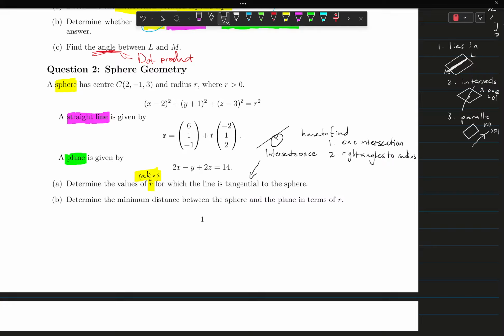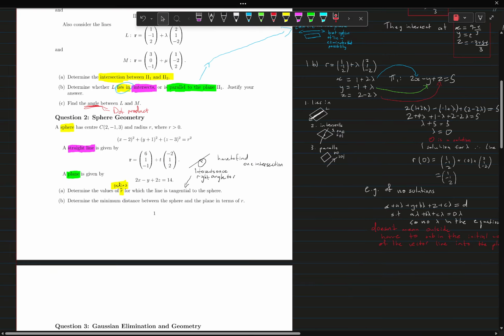Yeah, Cheggins, I think you're right. But it's still true. It has to be at right angles to the radius. That's what tangential means. But we only have to find one intersection, because that's the other part, it guarantees the right angles. So let's find the one intersection.